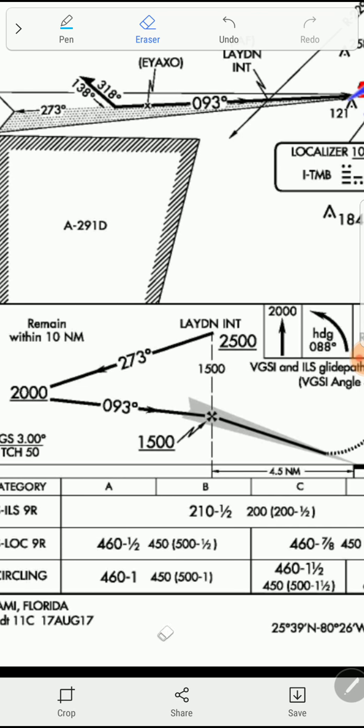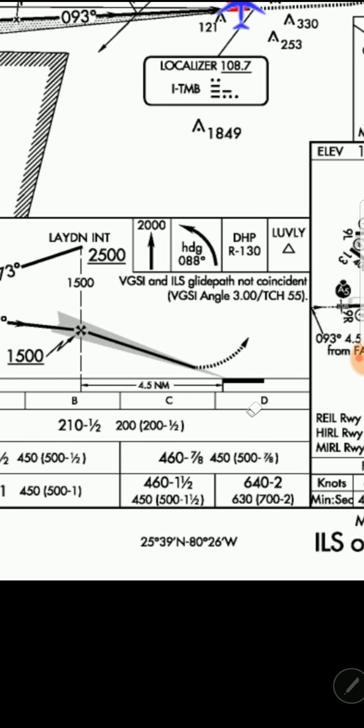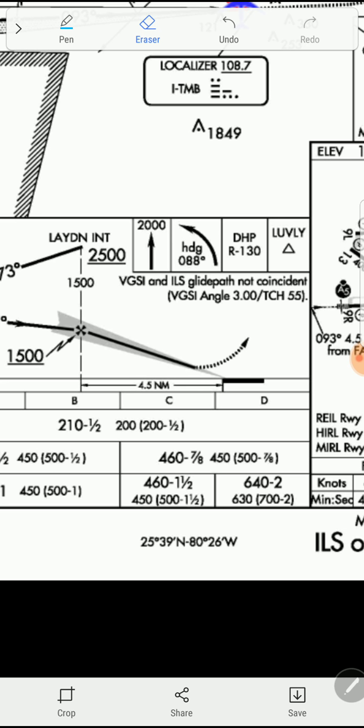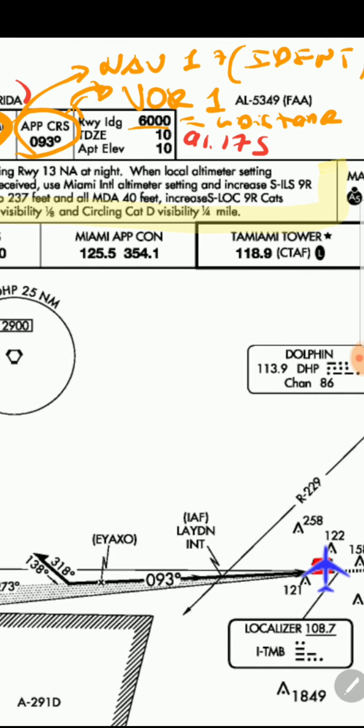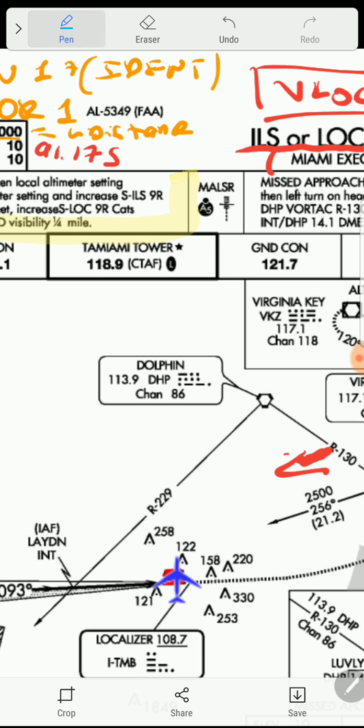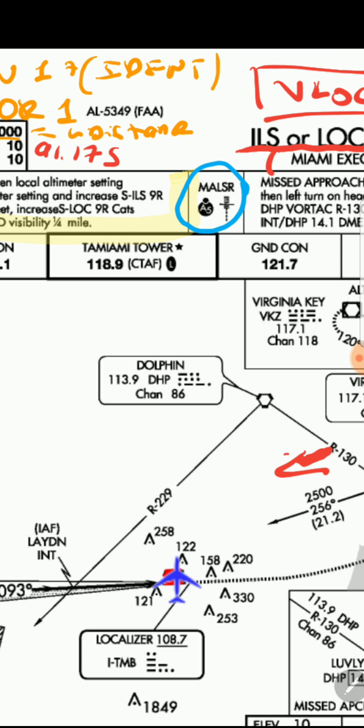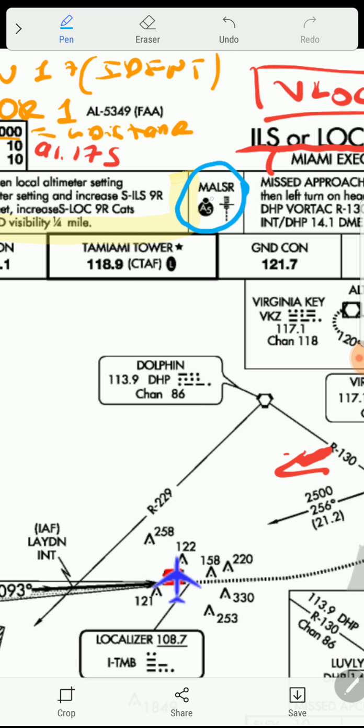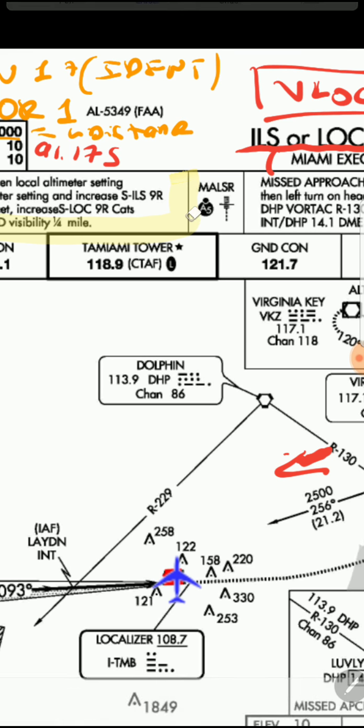You're going to increase that to category D. It's a category D. Instead of having 2 statute miles, you're going to have 2 1/4 statute miles of visibility. So that is actually what is going to affect how the weather or the altimeter setting is going to be affecting your approach. Next thing that we're going to read is going to be the type of approach lighting system that we have. This type of approach lighting system has a special characteristic.